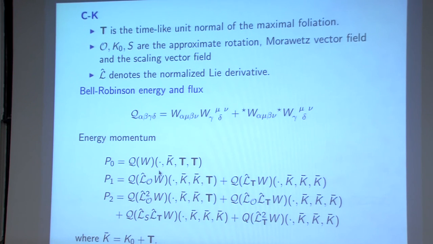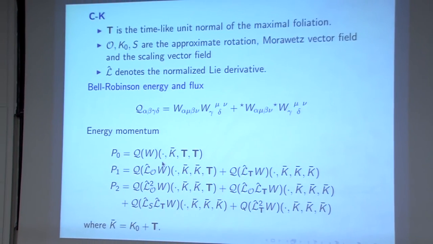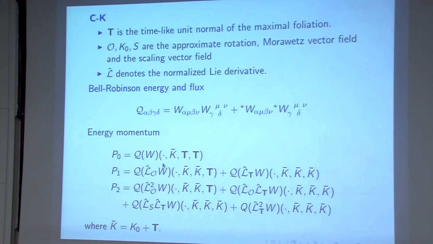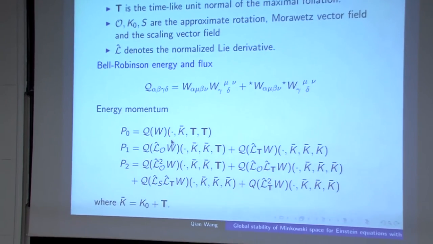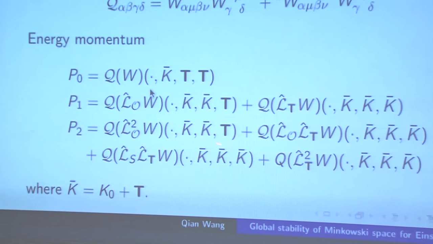So in Christodoulou-Klainerman, you define the Bel-Robinson energy and do the energy estimate in terms of Bel-Robinson in this way. I don't want to read it. So you have energy momentum defined by attaching different multipliers. The first slot is reserved for the normal, the future directed normal of the surface that you are doing your energy estimate on. You reserve it for that. And the three other slots are free for you to play with multiplier.